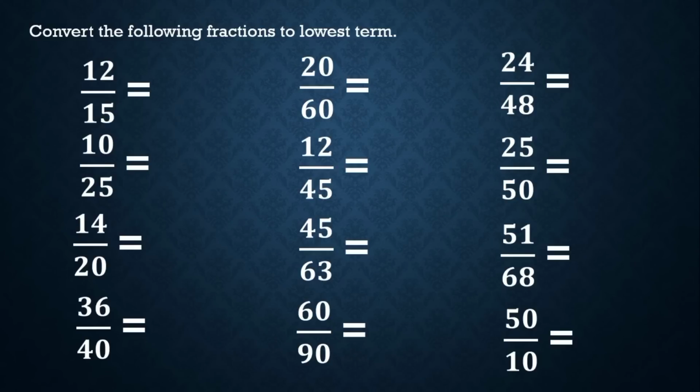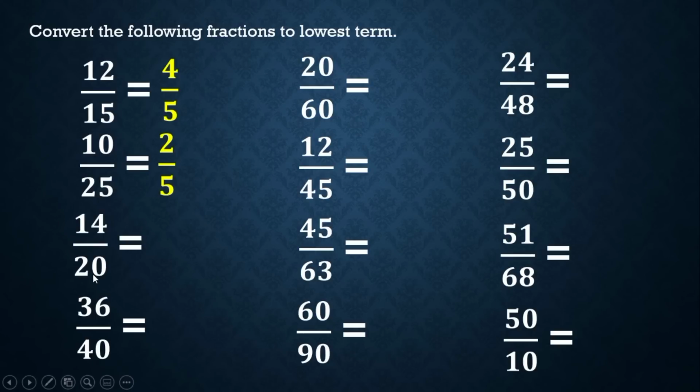Okay, let's try to convert the following fractions to lowest term. So first is 12 over 15. Ang unang gagawin, kunin nyo yung greatest common factor ng numerator and denominator natin. So yung greatest common factor ng 12 and 15 is 3. So 12 divide 3, that is 4. And 15 divide 3, that is 5. Kaya 4/5. 10 over 25, ano yung greatest common factor ng 10 and 25? So that is 5, no? So 10 divide 5, that is 2. 25 divide 5, that is 5. Kaya 2/5.